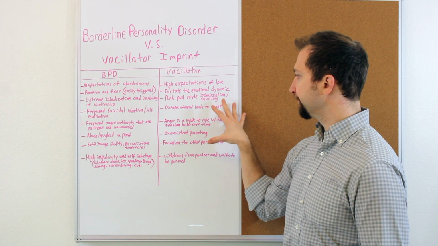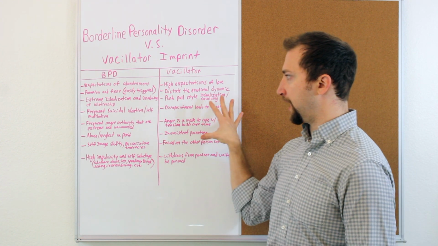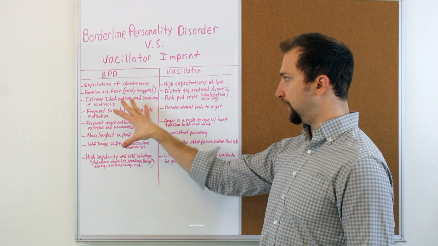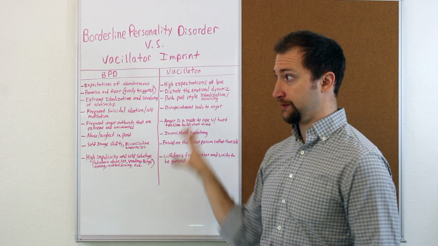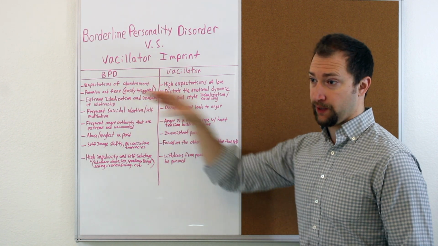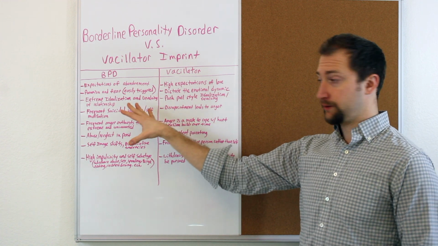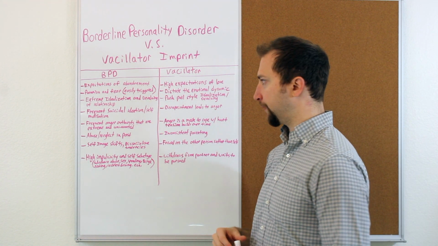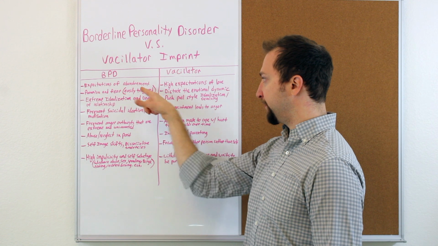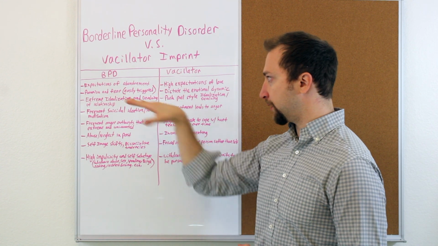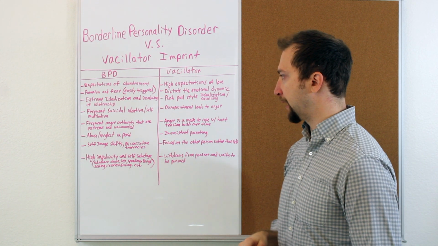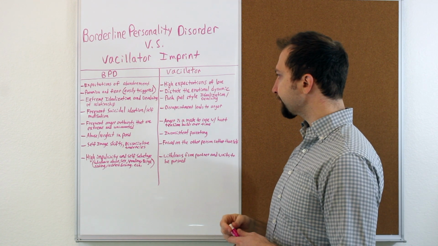But the Vacillator is much more lighthearted than this. So that's a distinct difference: the level of severity is much more intense with this personality disorder than it is with this childhood imprint. Okay? But paranoia and fear, those are huge, okay? Really easily triggered.